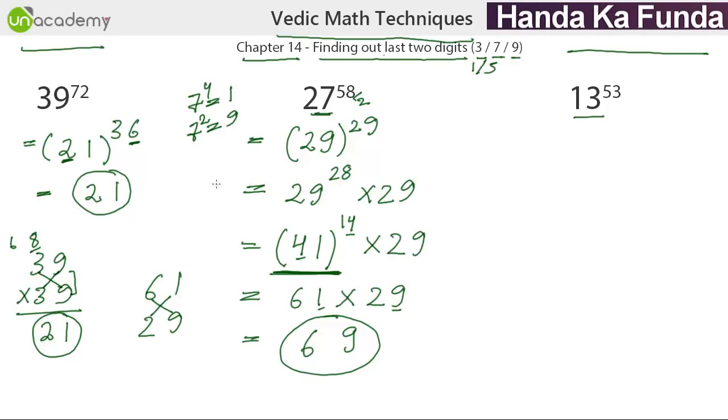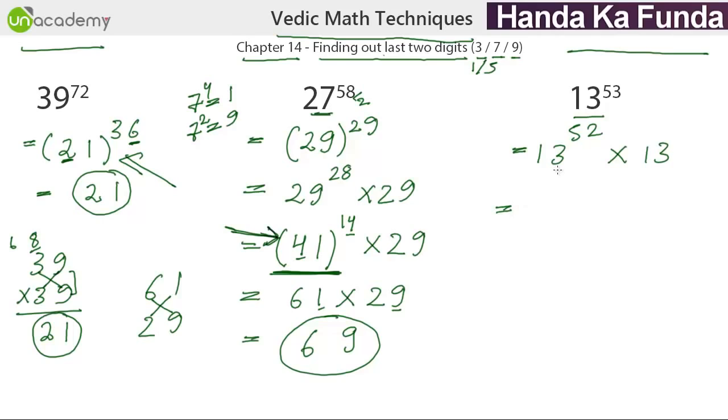So what I am fundamentally doing, which I did here, is convert it to something ending in 1 and then do the rest of the calculation. Exact same thing I'll try to do with 13 to the power of 53. But before that, I need to write it as 13 to the power of 52 into 13, because only then I will be able to reduce it to something which ends in 1.